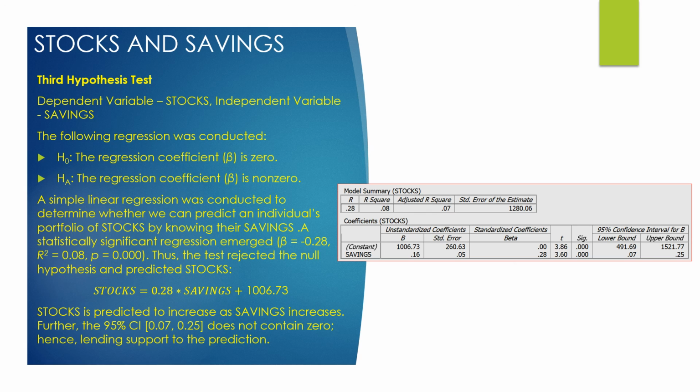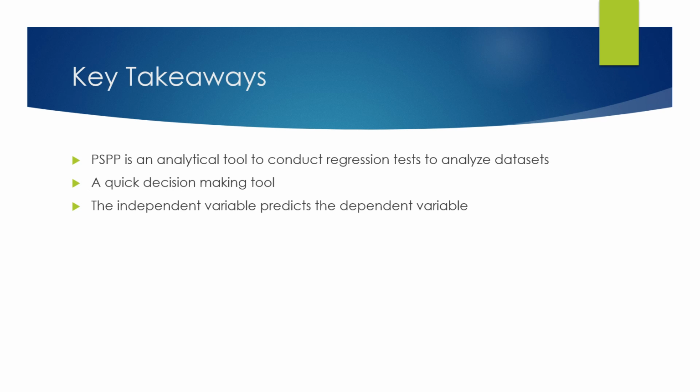Thus, the test rejected the null hypothesis and predicted stocks. Stocks is predicted to increase as savings increases. Further, the 95% confidence interval is between 0.07 and 0.25 and does not contain zero, hence lending support to the prediction.